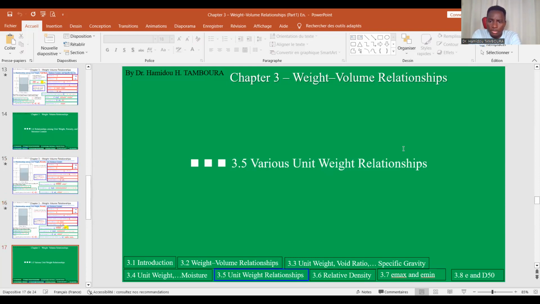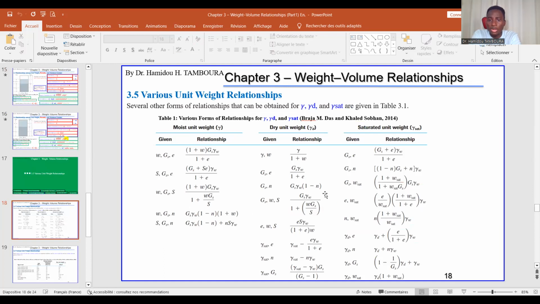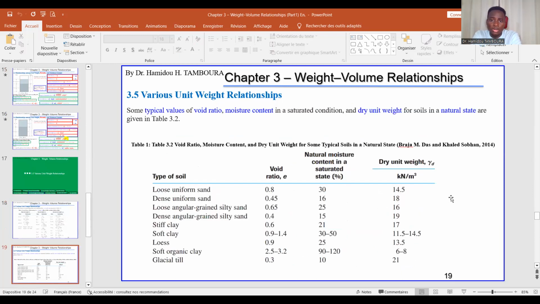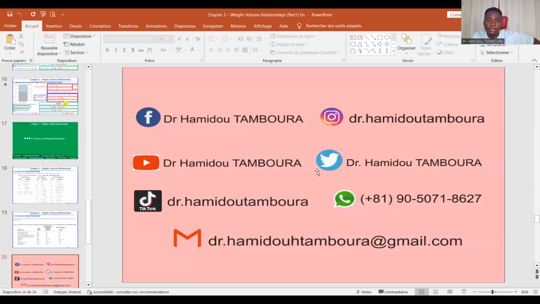After that, we talked about this relationship. I told you that sometimes during exams you are allowed to use this formula, like an open book exam. And we ended up with this table with void ratio and dry density of some natural soil.